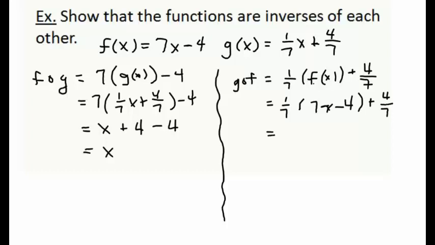I'm going to distribute the 1 over 7 through. We get 1 over 7 times 7, that's going to give us just x. 1 over 7 times negative 4 is going to give us negative 4 over 7. And then we have that positive 4 over 7 to deal with. That positive 4 over 7 will cancel with the negative 4 over 7, and we're going to be left with just x. So what we have is that both composed functions give us what we call the identity function x. So these two functions must be inverses of each other by the definition.